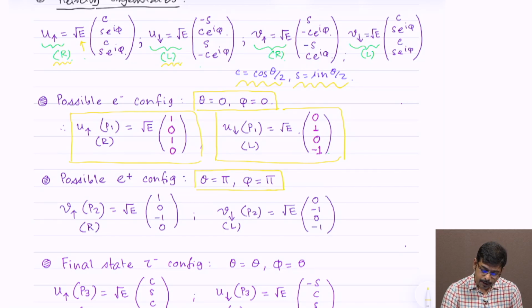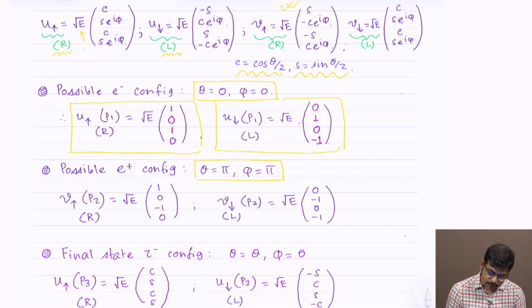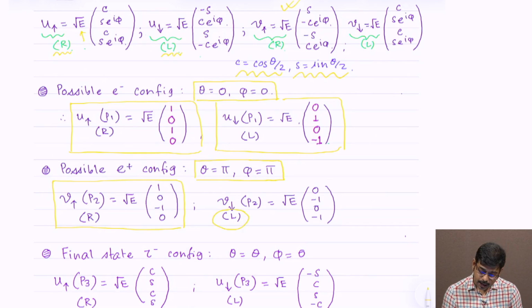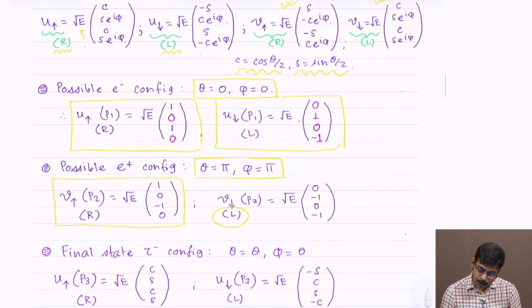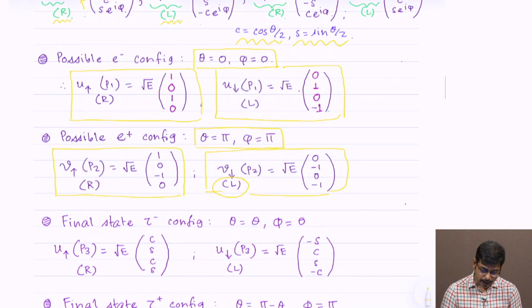So, the V up, once again from here you put theta equal to pi and you get V up is equal to square root of E 1 0 0 minus 1, and for V down, which is the left handed with a helicity of minus half, and that will be coming from this expression, and that will be square root of E 0 minus 1 0 minus 1. So, these are basically the helicity configurations of this particular reaction.